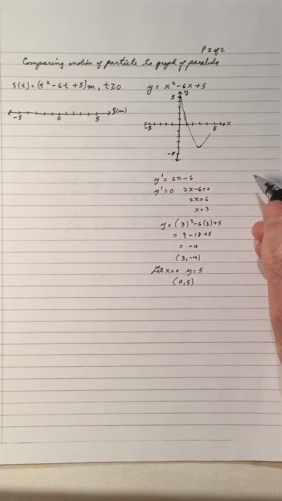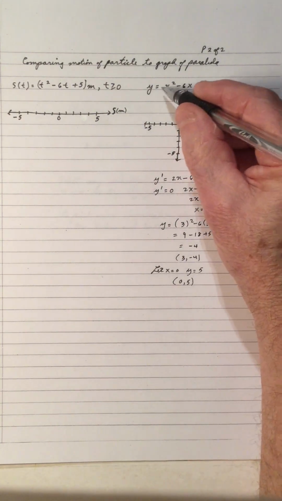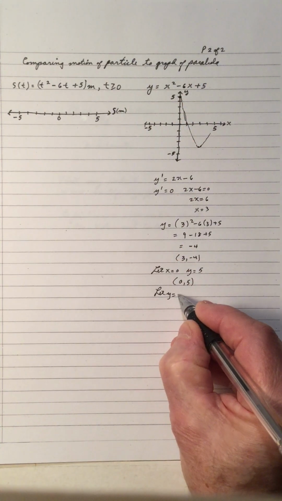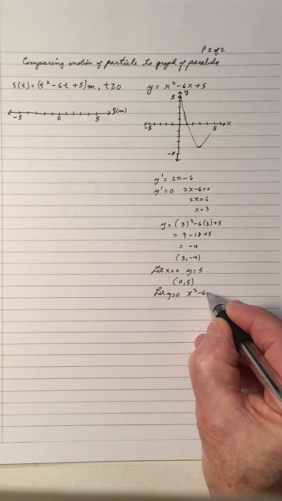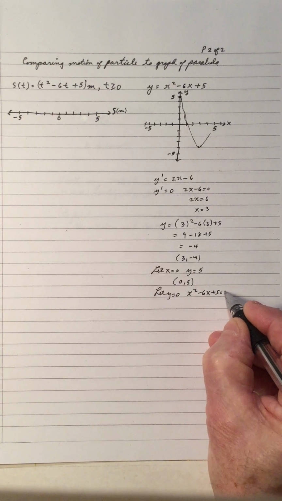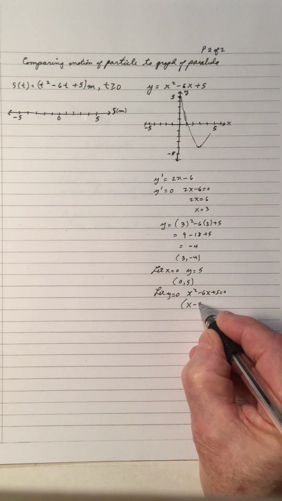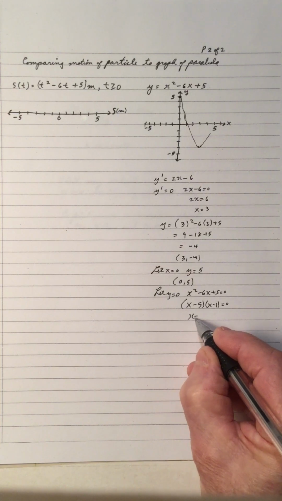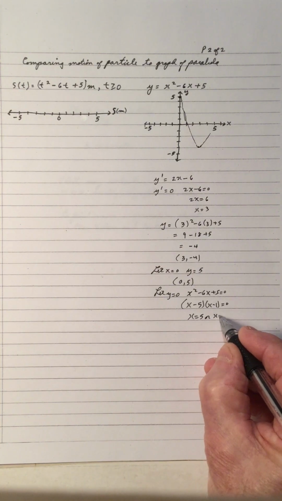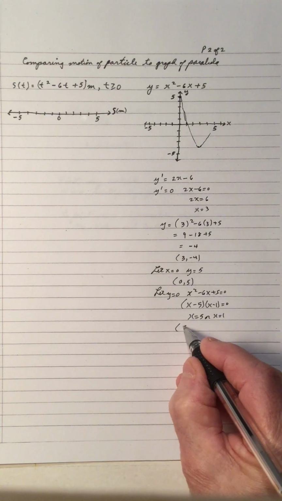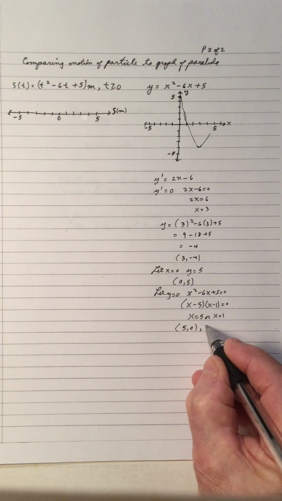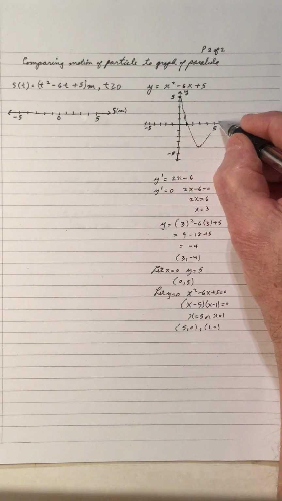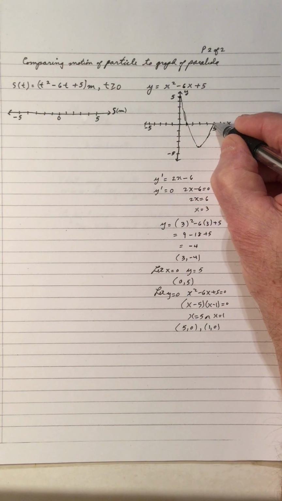and then it's going to open up like that. By letting y equal 0, you have x squared minus 6x plus 5 equals 0. So x minus 5, x minus 1 is the factorization. So when x is 5 or when x is 1, we have y equal to 0. So 5 comma 0 and 1 comma 0 are the x-intercepts. They pass through right here and right here.